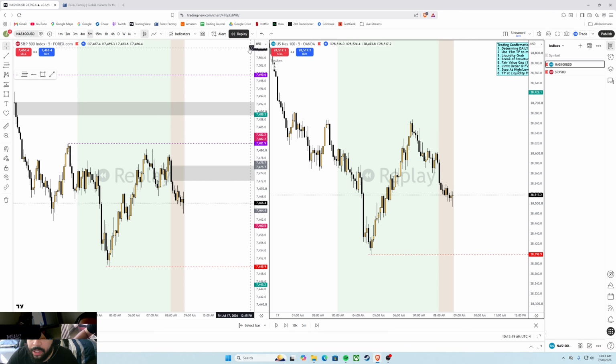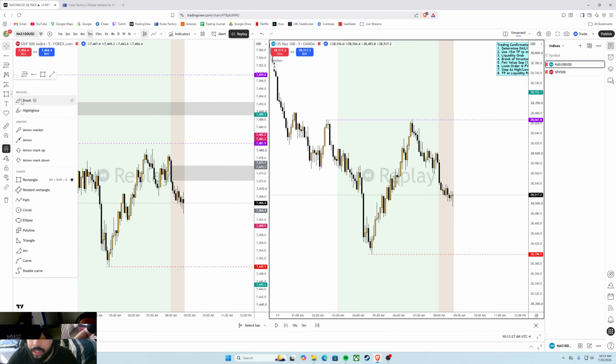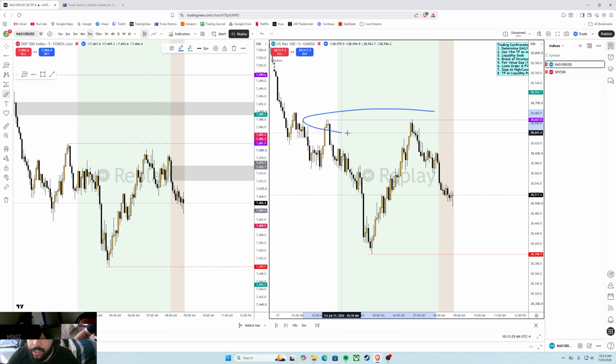So this is an obvious target, right? To me, it screams that this is where the market ideally would want to go if it's bullish. There's a lot of liquidity at this level. And once again, these are the London highs. So that is low hanging fruit.